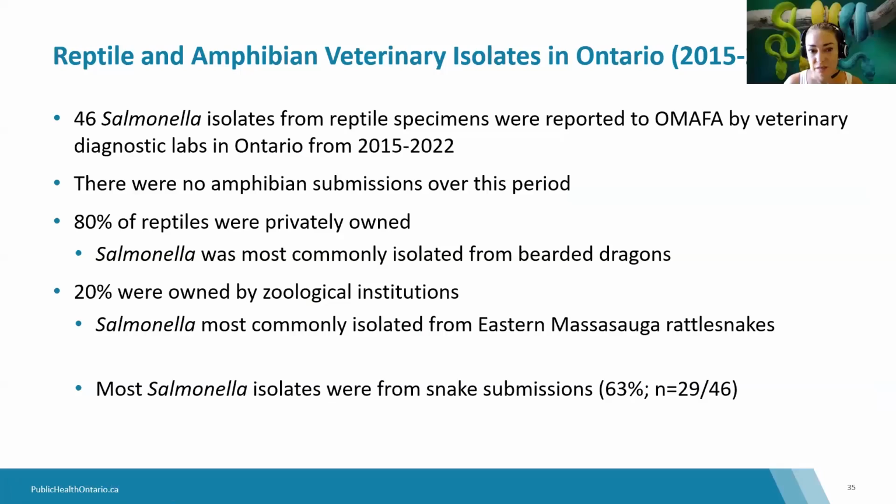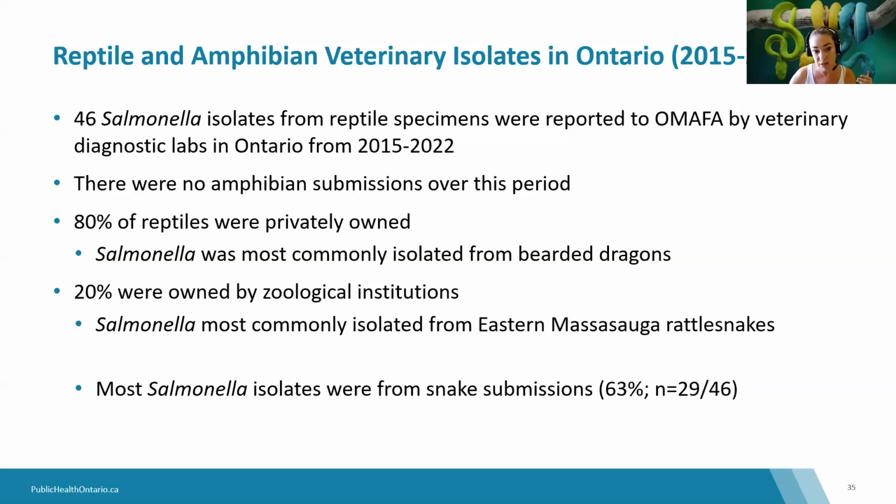So then we looked at reptile and amphibian veterinary isolates from Ontario. We looked at the same time period, 2015 to 2022. We didn't actually have any amphibians tested at this time. They tend not to make it to veterinary care, and they tend not to be submitted for post-mortem. We did have 46 salmonella isolates from reptile specimens reported to us in the time period.